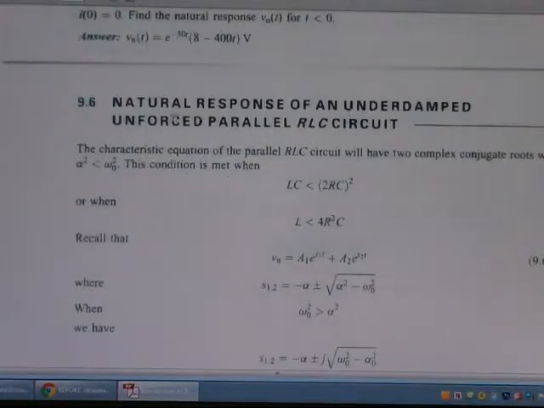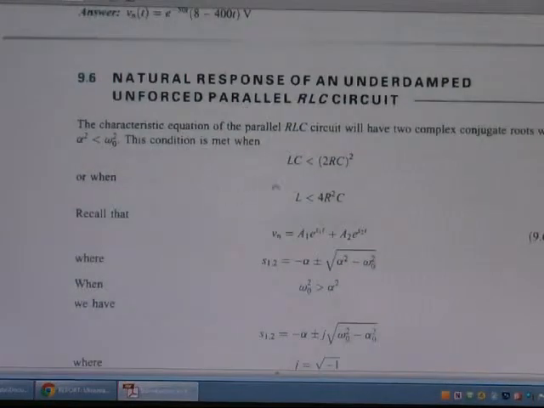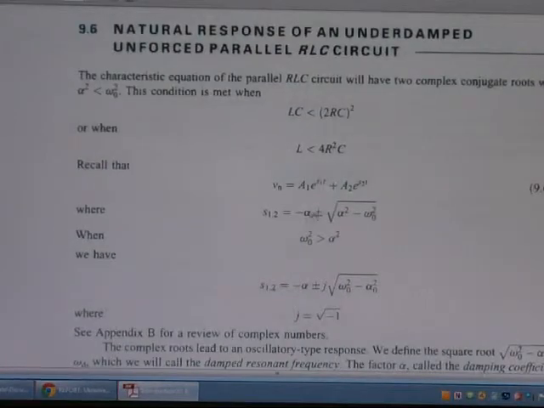So in this case, we can see this in the natural response equation. Here, L is less than 4R square C, and V(t) is A1 e power s1t plus A2 e power s2t. s1,2 is minus alpha plus or minus square root of alpha square minus omega 0 square. s1,2 is minus alpha plus or minus j square root of omega 0 square minus alpha square. So j is the square root of minus 1. This is the natural response of the underdamped parallel RLC circuit.